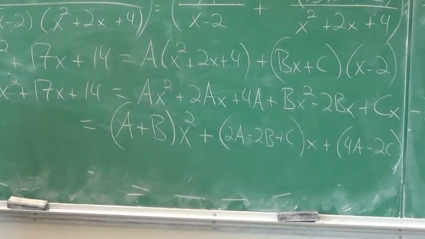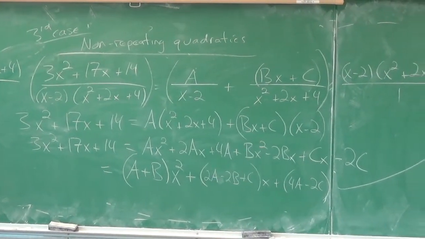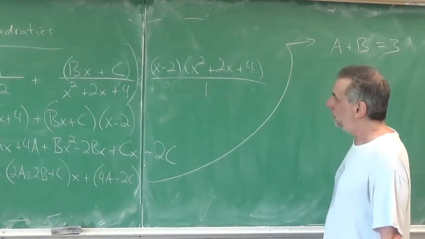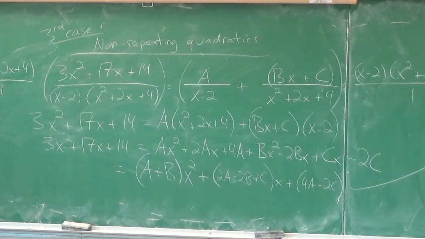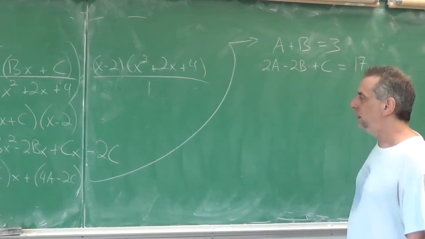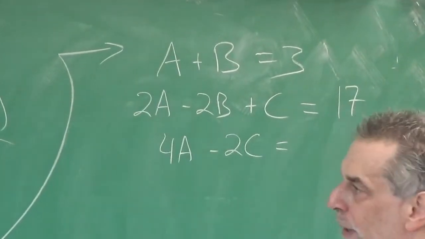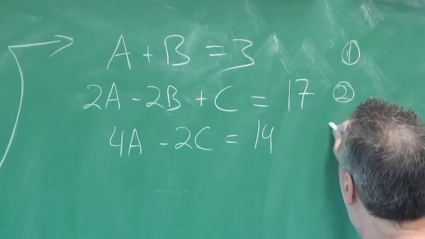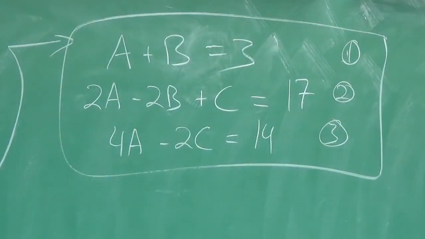So now we can set up our system of equations. We know a plus b has to equal 3. 2a minus 2b plus c must equal 17, and 4a minus 2c must equal 14. So 3 equations, 3 unknowns. We know how to solve this system.